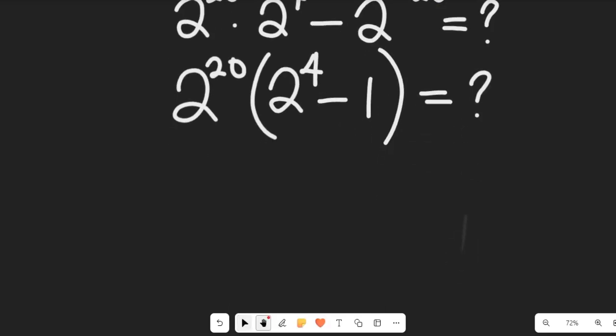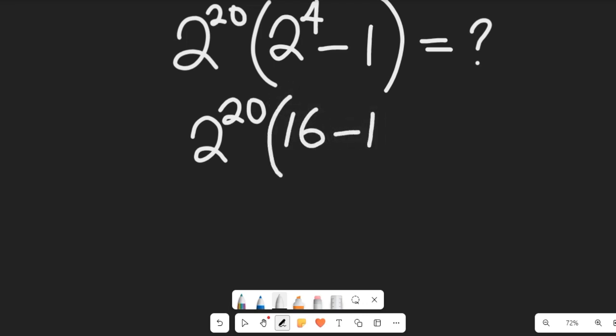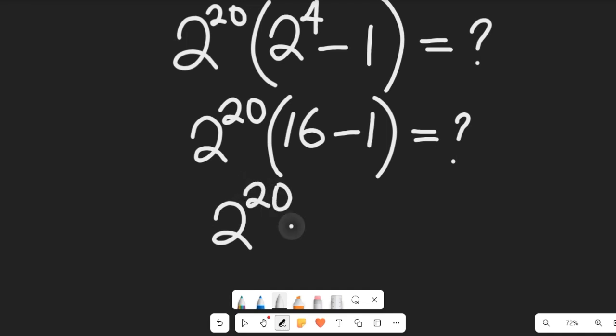If we simplify 2 to the power of 4, 2 times 2 is 4, 4 times 2 is 8, 8 times 2 is 16. That will give us 16 minus 1, and 16 minus 1 is going to give us 15. So we'll have 2 to the power of 20 multiplying 15.